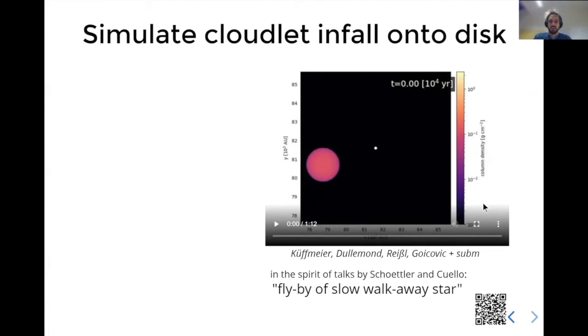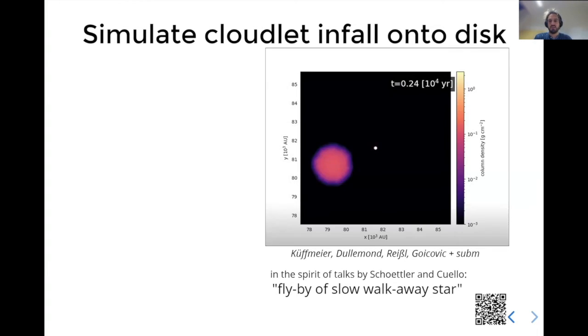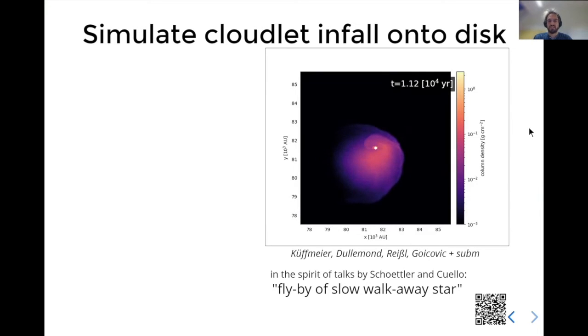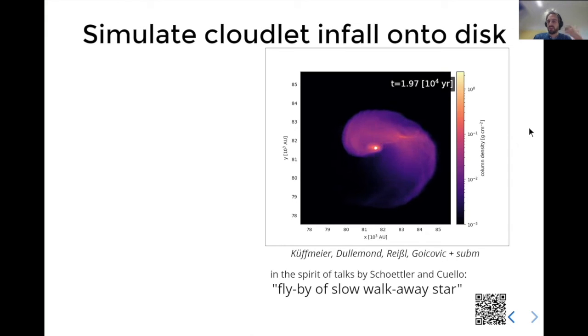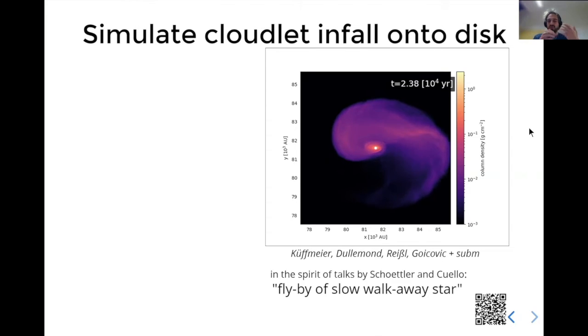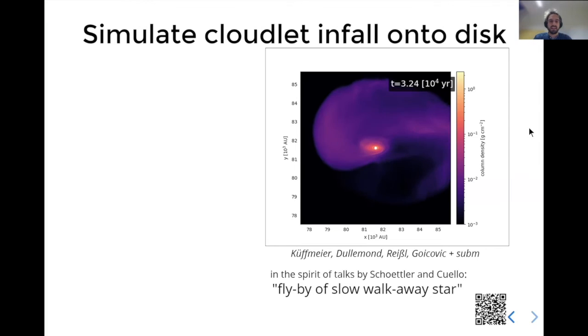That's something we've been trying to do, and I hope the video works. If not, I will stop it. So that's really what we are doing. You see this cloudlet capture simulation. You have a blob of gas that's approaching a star, or from another perspective, if you consider that the star is moving, you can also consider it as a kind of flyby of a slow walk-away star.